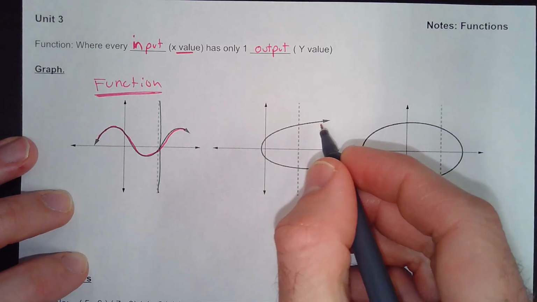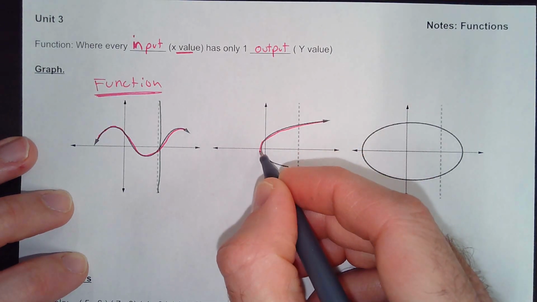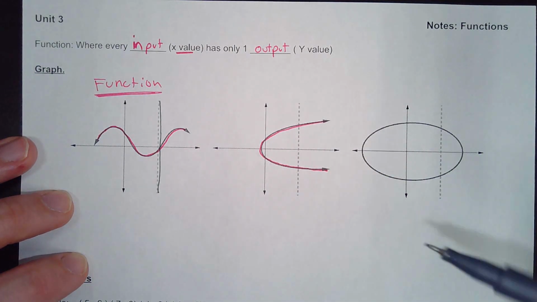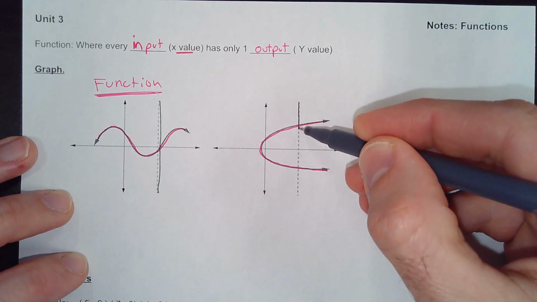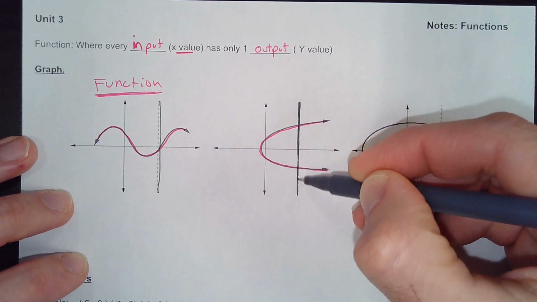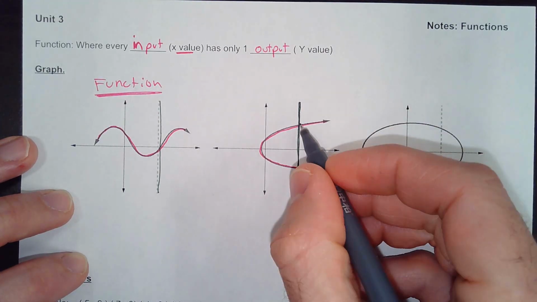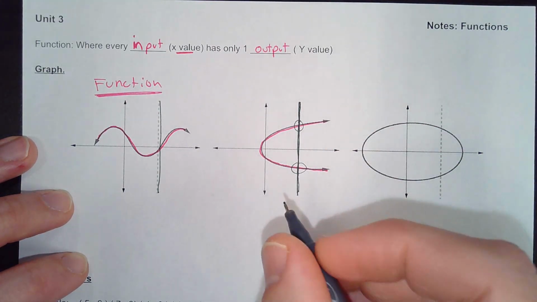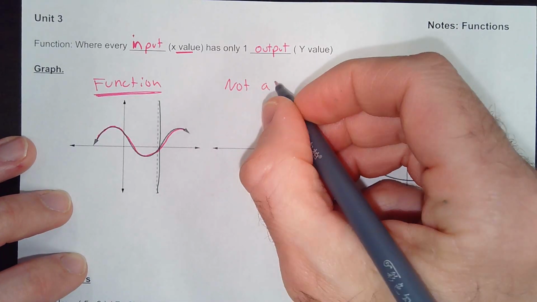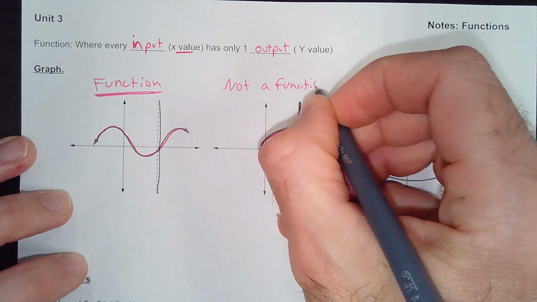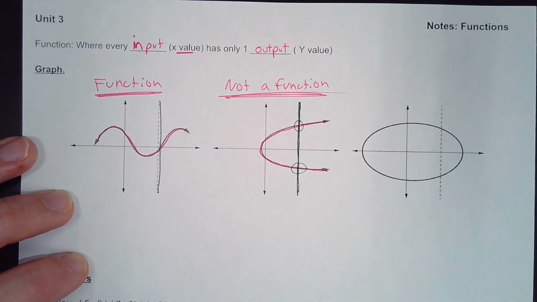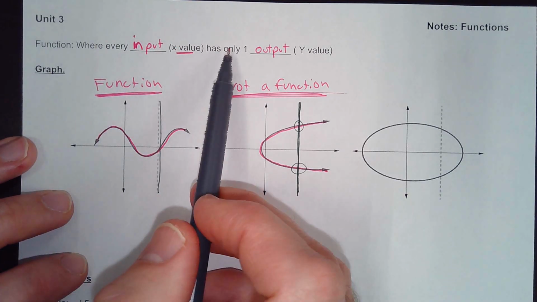So on my next one, here's my graph. I ask myself, is there anywhere on this graph that I could draw a vertical line and it passes through that pink line or the graph more than once? Yeah, pretty easy, and obviously it passes through 2 times. So this one is not a function. That is not a function because it says where every x has only one y.